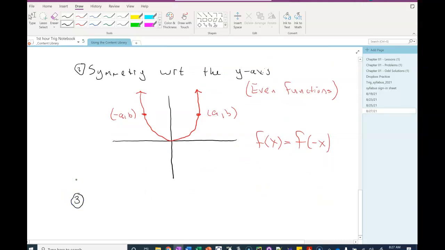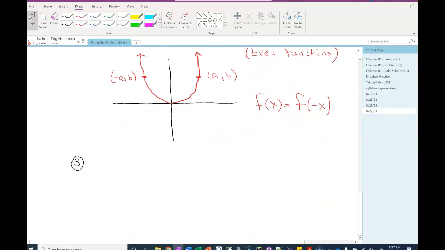The third type of symmetry, and the last type of symmetry we'll talk about in this course, is called 180-degree point symmetry. I'm abbreviating point as PT, with respect to the origin.